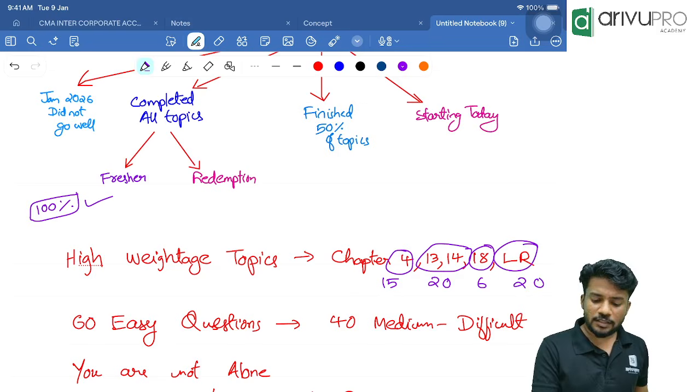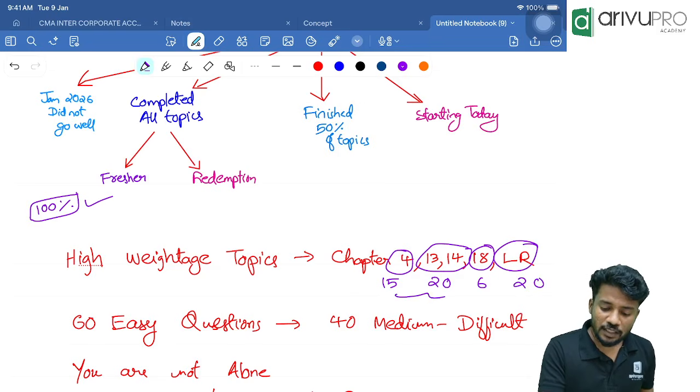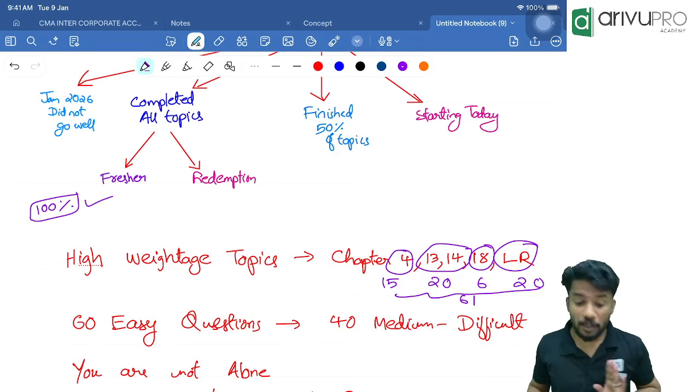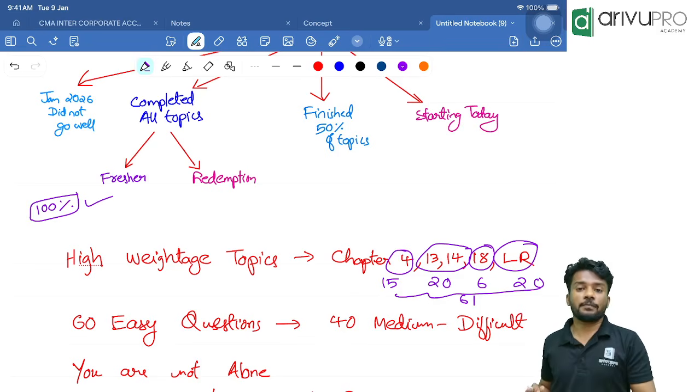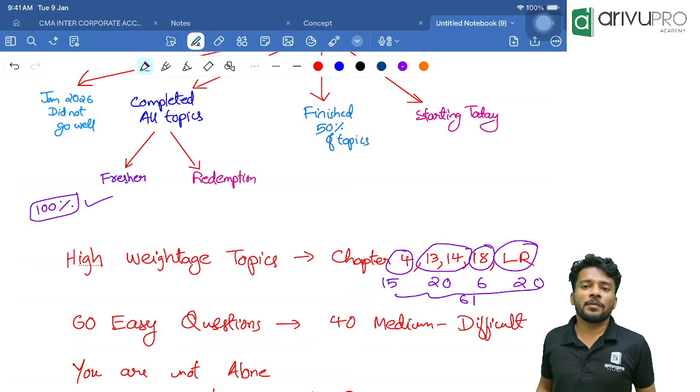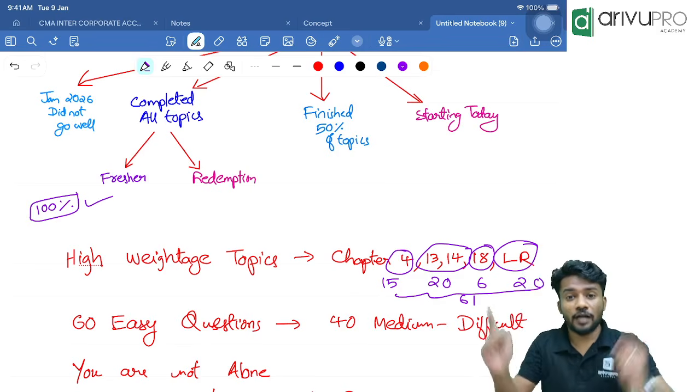If you look here itself, you will get around 61 marks from these chapters. Then there are topics which are easily coverable and you can get the next 39 marks. You can be prepared for the 100 marks.